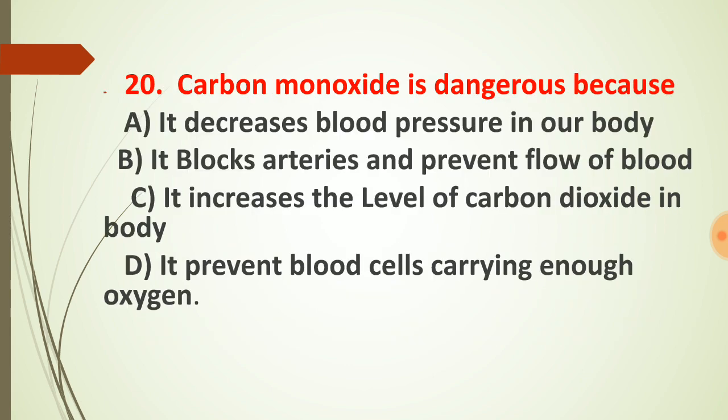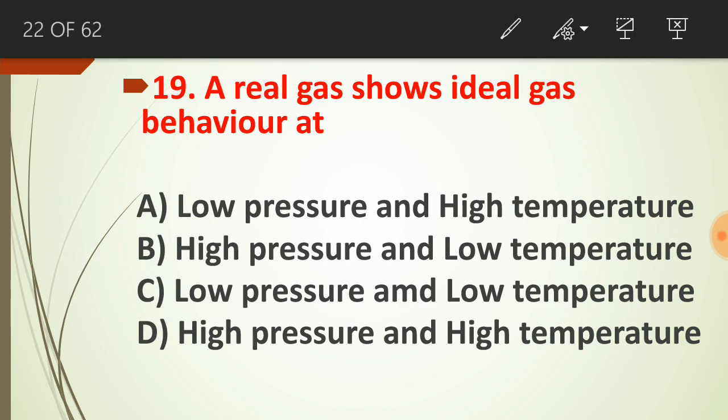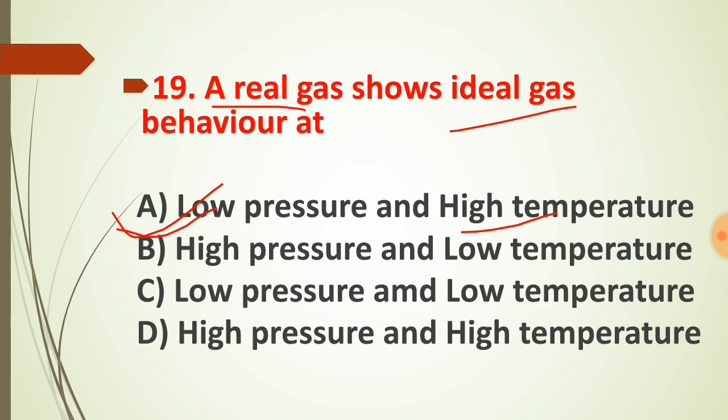A real gas shows ideal gas behavior. In question number 19, a real gas shows ideal gas behavior at high temperature and low pressure. This is the answer. You need to remember this question because we don't have sufficient time to study real and ideal gas. A real gas shows ideal gas behavior under a condition of HT and LP, high temperature and low pressure. At high temperature and low pressure, a real gas becomes ideal gas.